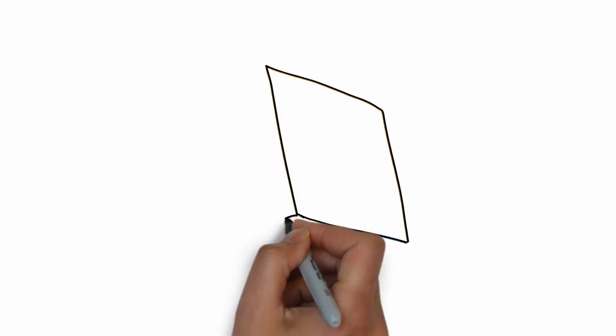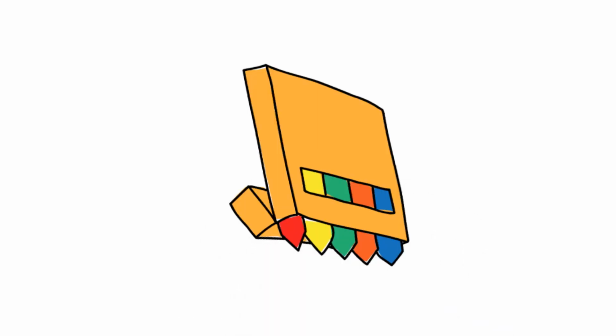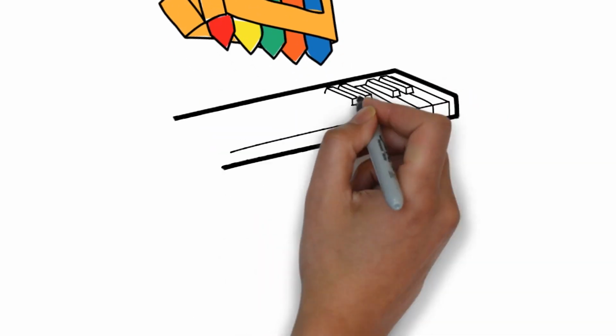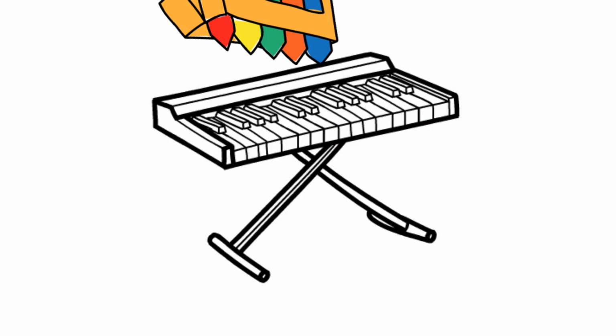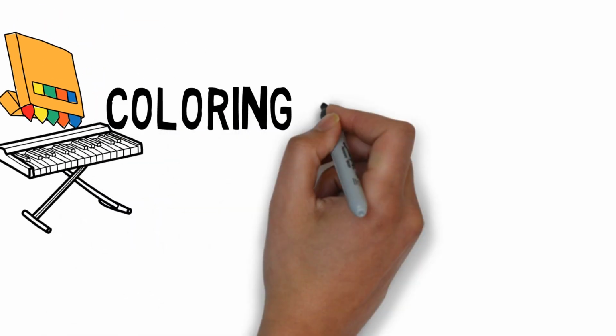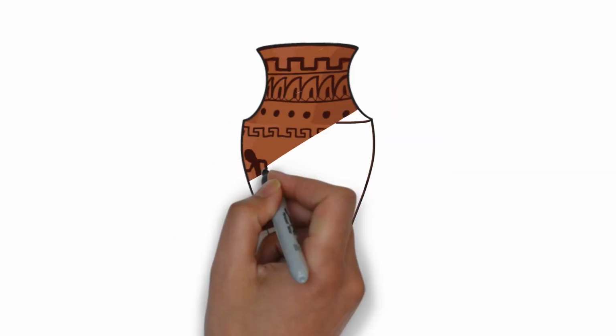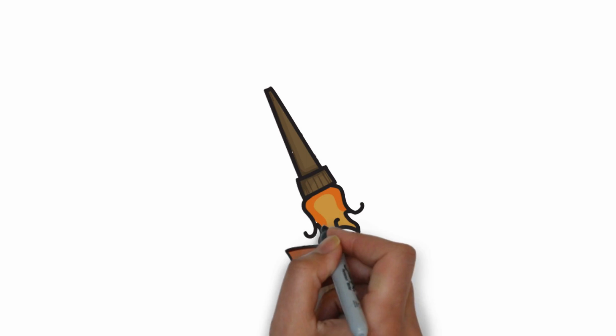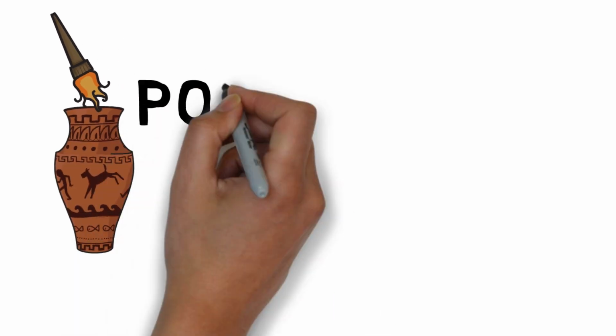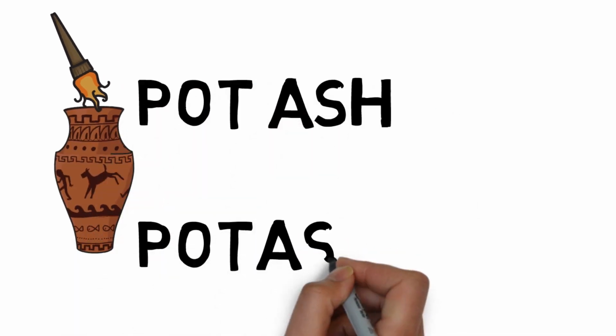It was not enough for living, so they also started painting and coloring musical organs. That gives us number 17, chlorine, and 18, argon, in the periodic table. The leftover magazine papers were burned in a pot till they became ashes. That pot and ash remind us of potassium.